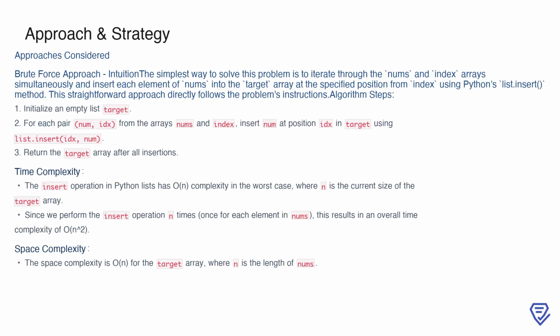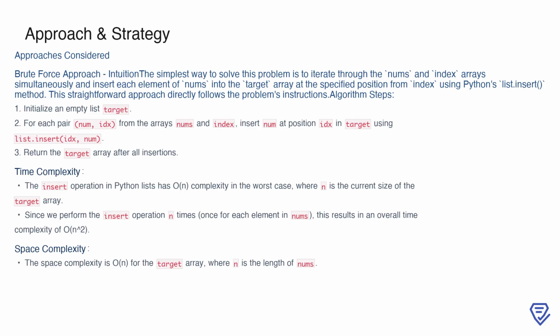To tackle this problem, the most straightforward approach is to directly follow the instructions provided. We iterate through the nums and index arrays simultaneously, and for each pair of values, we use Python's list.insert method to place the current number at the specified position in the target array. The algorithm begins by initializing an empty target list. Then, for every pair, number, IDX, from the nums and index arrays, we insert number at position IDX in the target array.